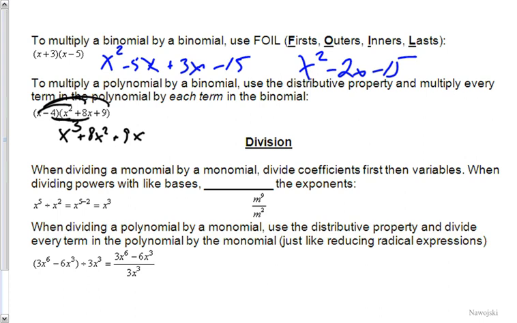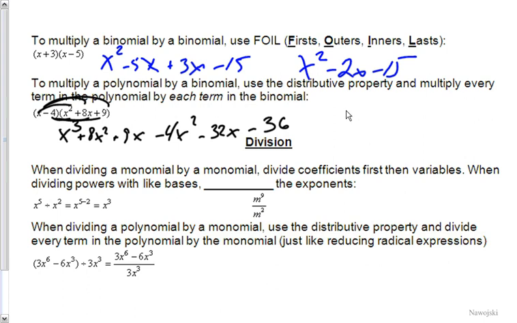Now you've got to do this. Watch the sign, because that's where people make the mistake. Minus 4x squared, negative 4 times 8x is negative 32x. Negative 4 times 9 is negative 36.